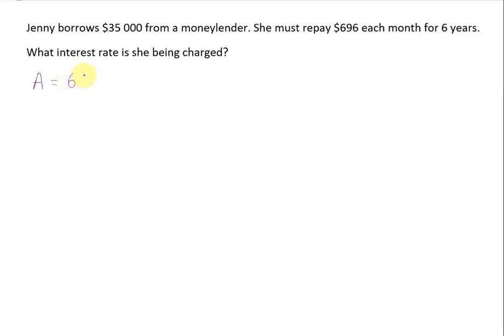We know that she's paying $696 every month for 6 years. Well, 6 years is equal to 72 months. So Jenny is making payments 72 times in 6 years. So she's making 72 $696 payments. And to calculate the total amount that Jenny's repaying, we do this calculation and that gives us $50,112. So altogether, over the 6 years, Jenny is paying $50,112 on her loan.